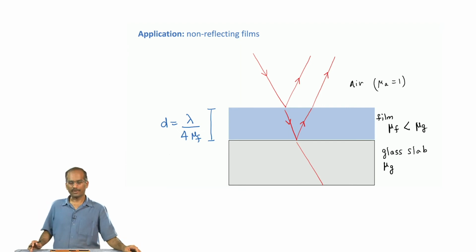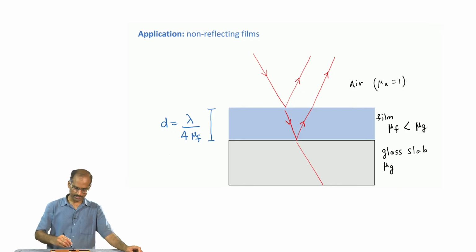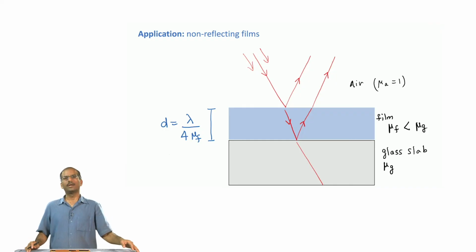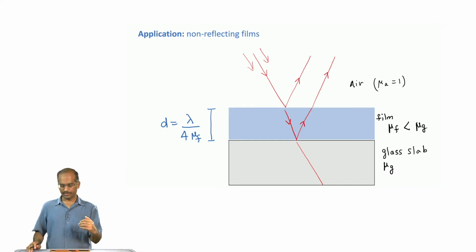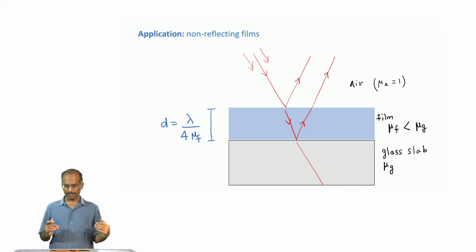Now, in general, if I have a beam of light that is coming in this direction, as usual it is going to hit the top surface, get reflected from there, and part of it would get transmitted. At the second surface, that is on top of the glass slab, there is going to be one more reflected component, and part of that would also get transmitted right into the glass slab.